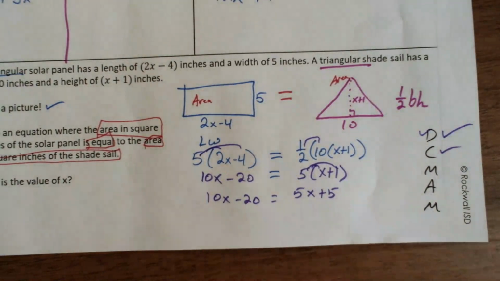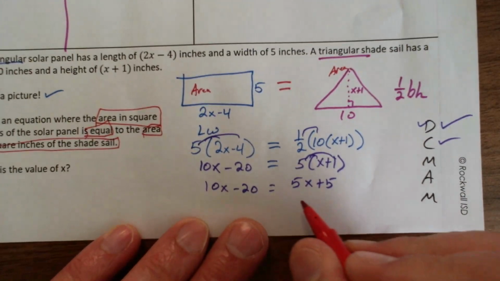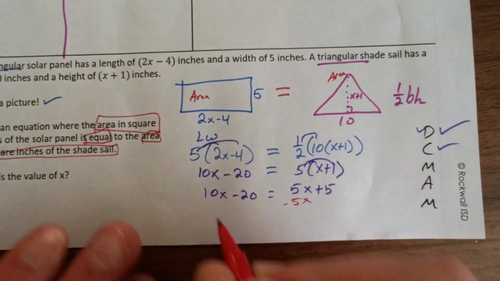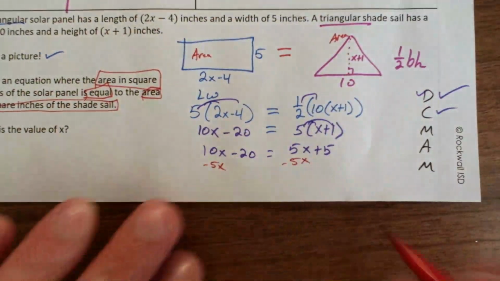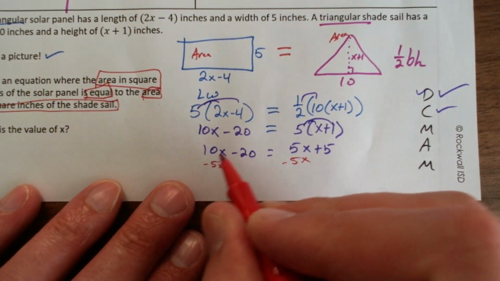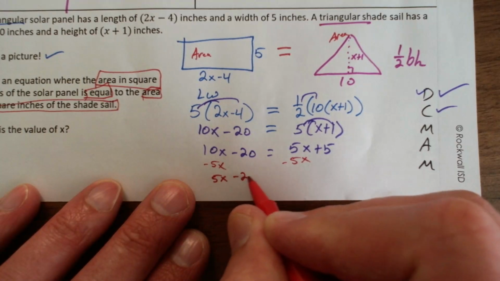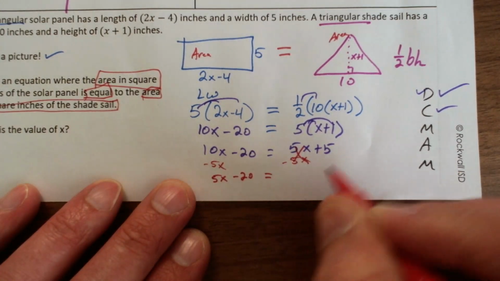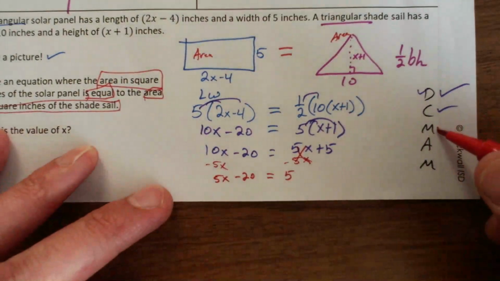Move the smallest variable. Well, 5x and 10x. So 5x is my smaller variable, so I'm going to subtract by 5x. 10x minus 5x is 5x minus 20. This goes away, and I'm left with 5. That one's done.